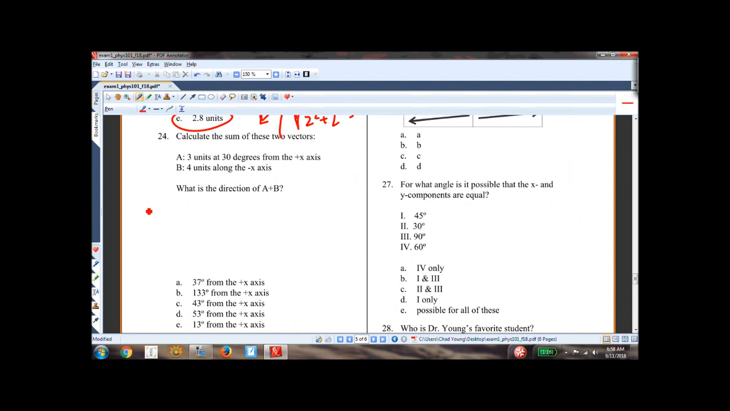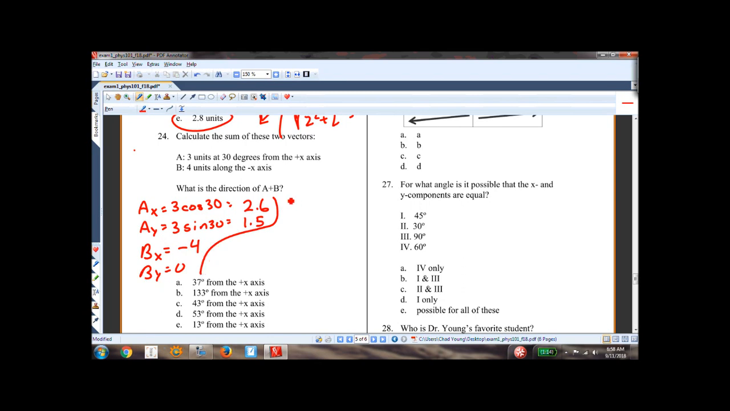And we need to go through our steps. What is Ax? What is Ay? Ax is 3 cosine of 30. Ay is 3 sine of 30. That's going to be 2.6. And then this is going to be 1.5. And then what is Bx and what is By? Bx is negative 4. By is equal to 0.